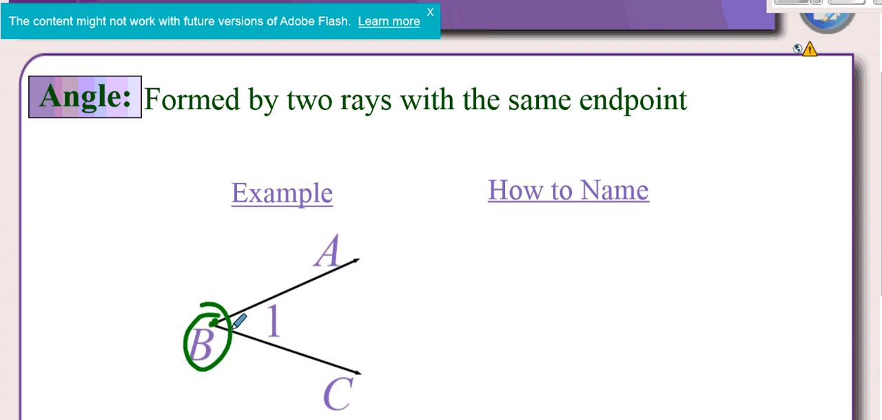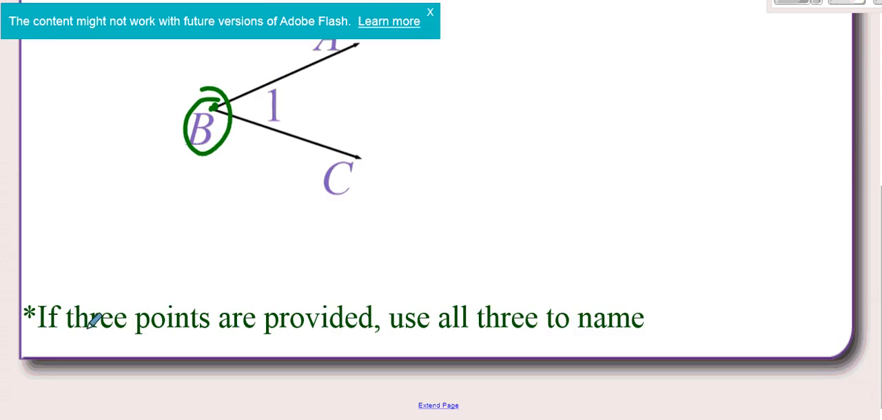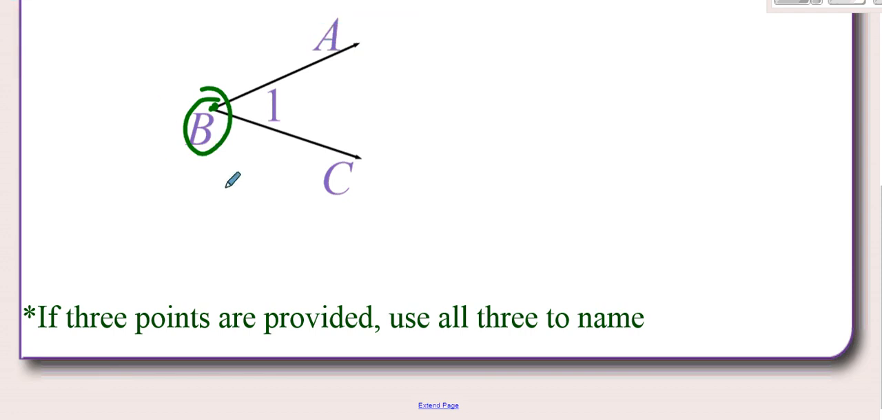But when you're naming this, it's best to name it with three letters. I have a note down here even. When they give you three points, we're going to use all three points to name it. So when we do that, this B, that common endpoint, has to go in the middle. So we can start with A, B has to be in the middle, and then the other point is C. So that's angle ABC. As long as B is in the middle, you're naming it correctly.